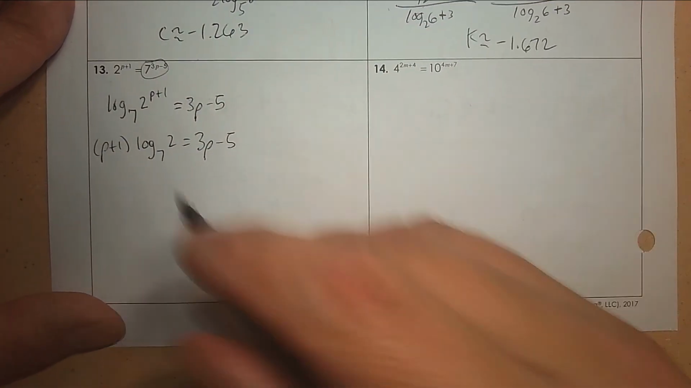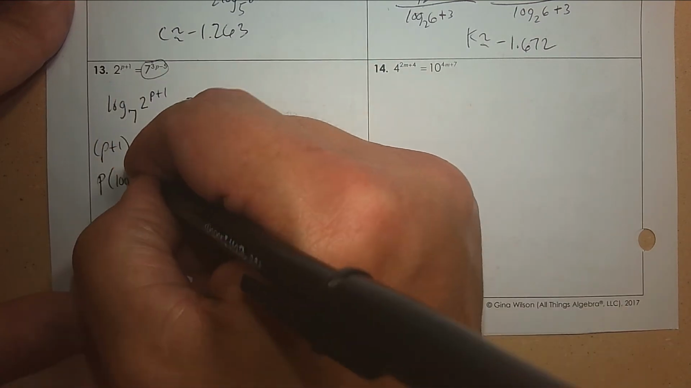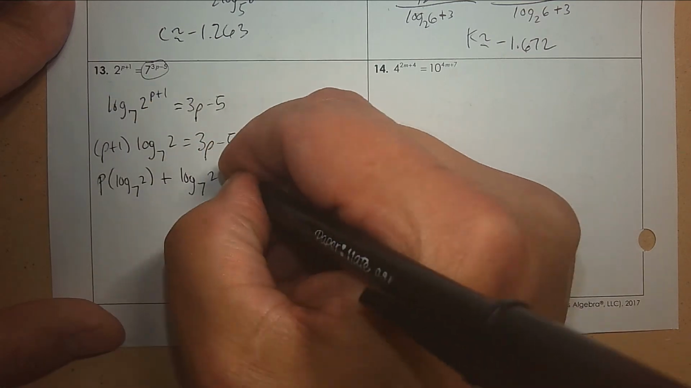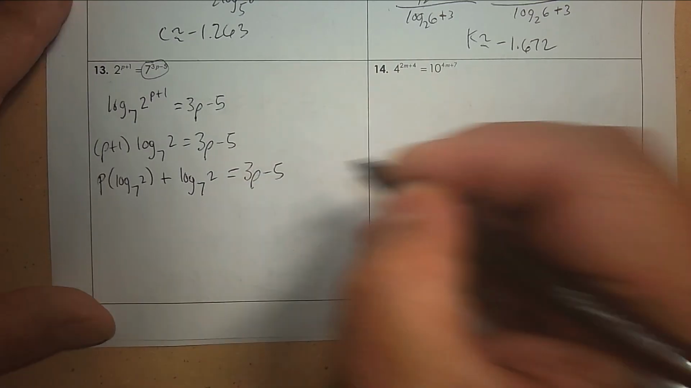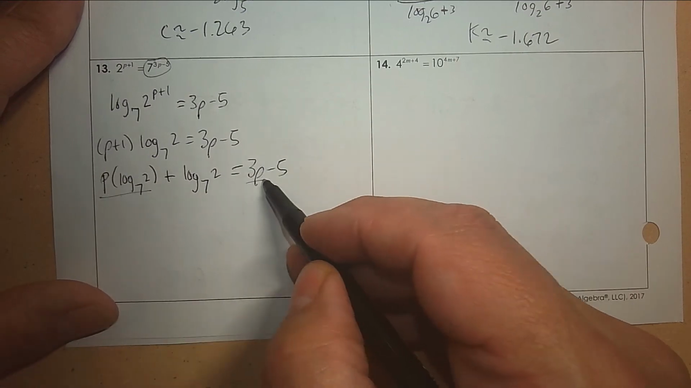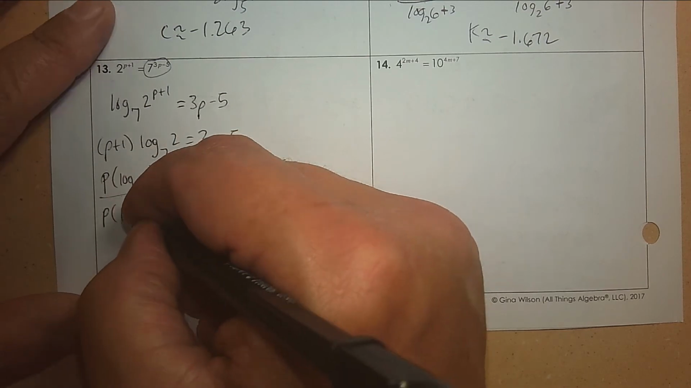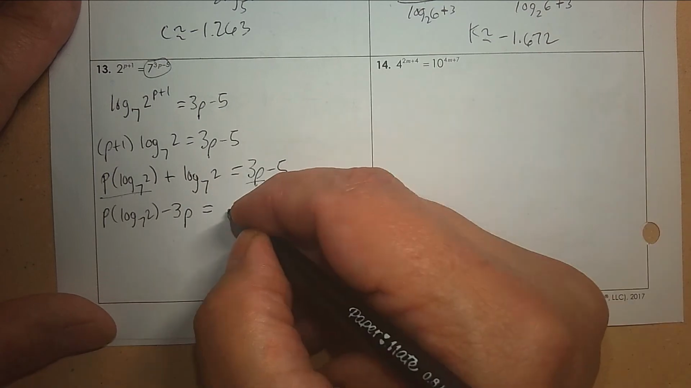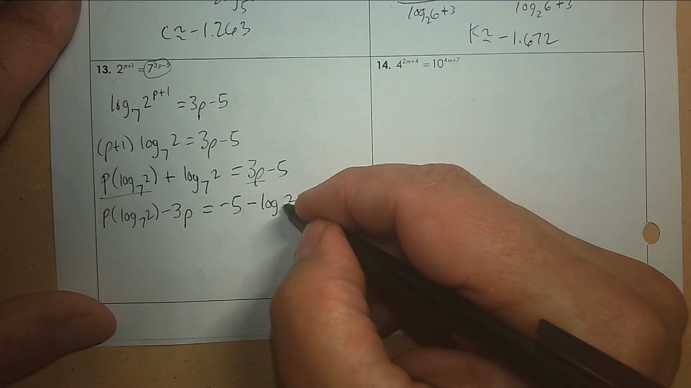Now I'm going to distribute. So I'm going to multiply p times log 2 base 7, plus 1 times that, which is just log 2 base 7. And then I have 3p subtract 5. So identify the two terms that have p in them. They need to be beside each other. So p stays here with log 2 base 7. I'm going to subtract 3p so the p's are together. Here I have negative 5. I'm going to subtract log 2 base 7.